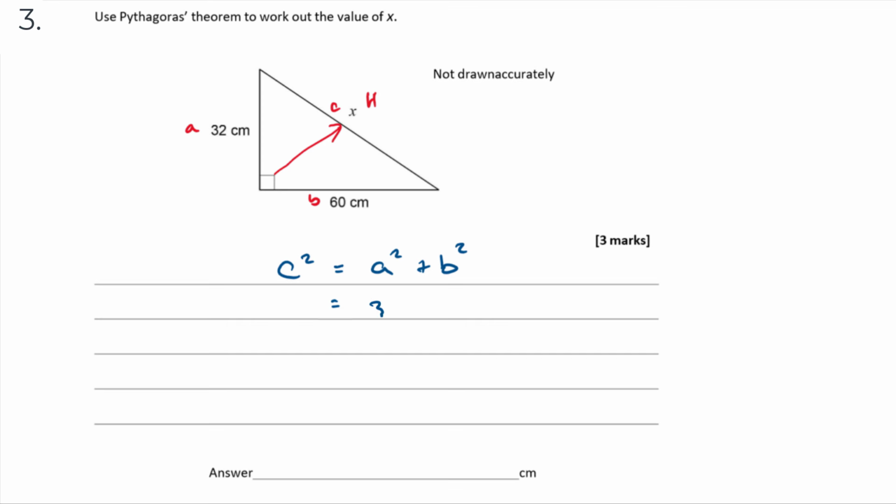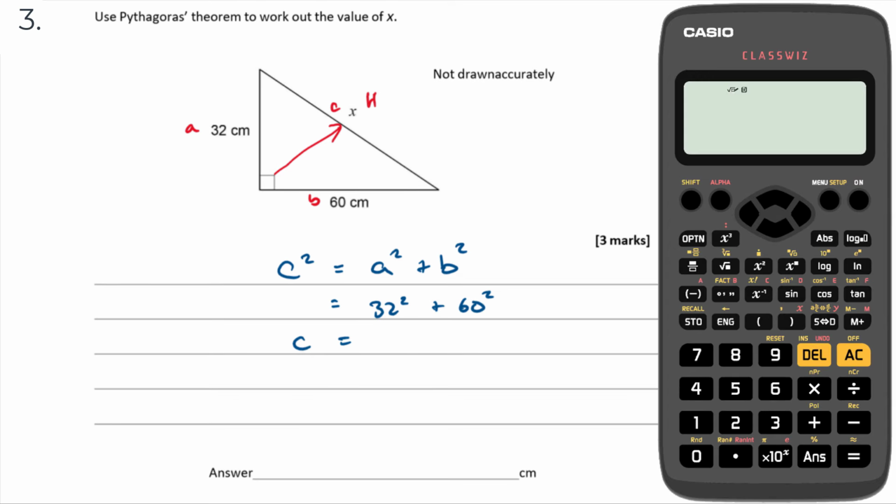So it's going to be 32 squared plus 60 squared. So then c is, what's c then? Okay, I'm just going to type that into my calculator. So 32 squared plus 60 squared comes to 4,624, and then c is going to be the square root of that then, isn't it? So root answer comes to 68.